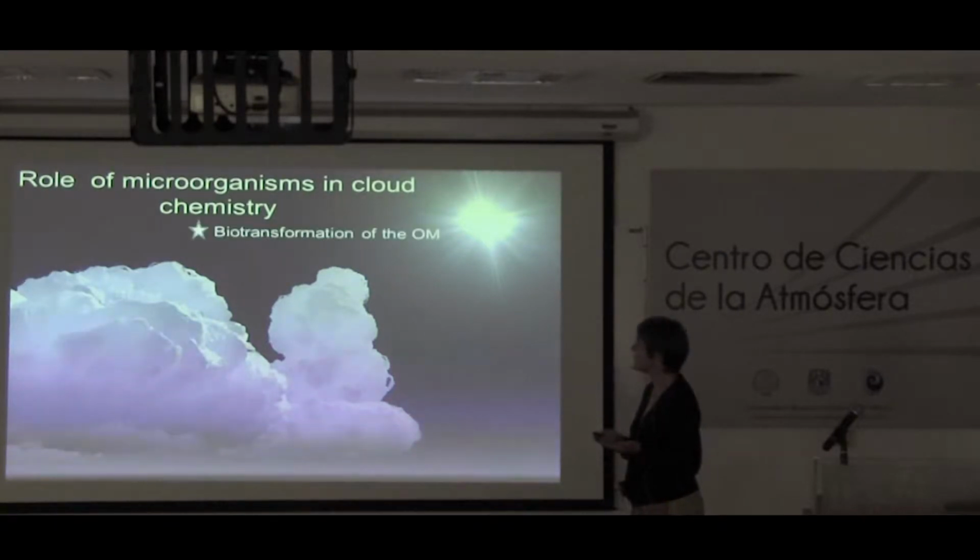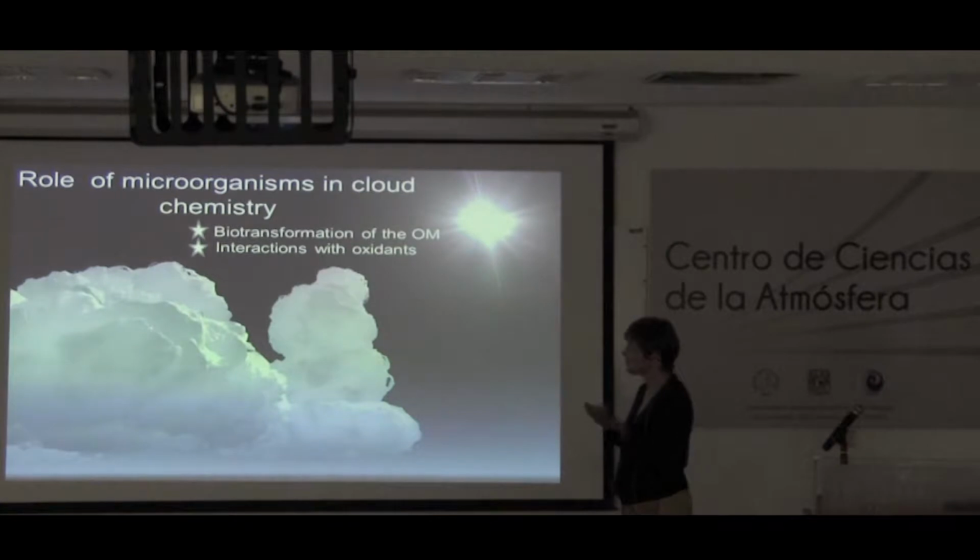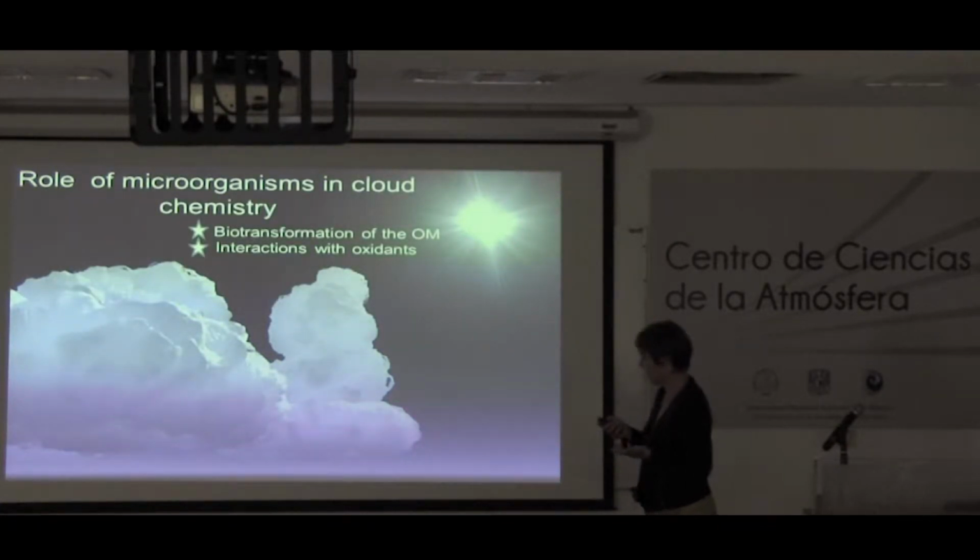And then if you look, for instance, at what we have shown here, I will show you two examples. One is to look at the transformation of the organic matter, so all these carbon compounds which are present in cloud water. And the second one is the interaction with oxidants. Oxidants are very important in the chemistry of clouds because they are sources of radicals. So they are the basis of cloud chemistry.